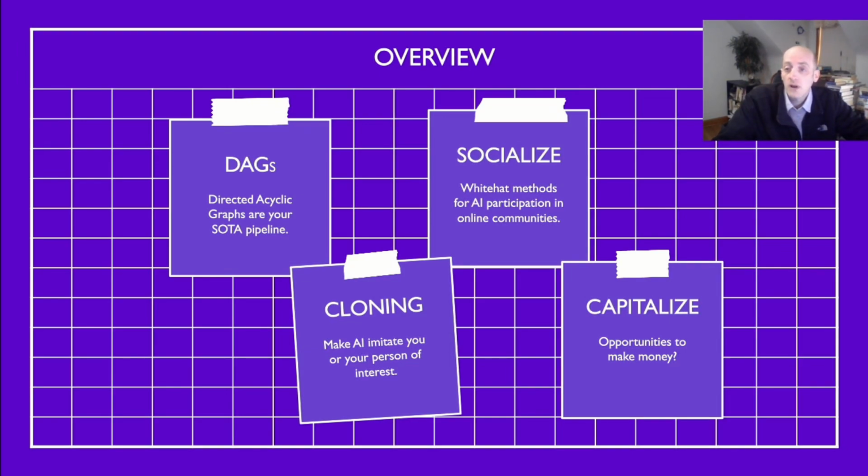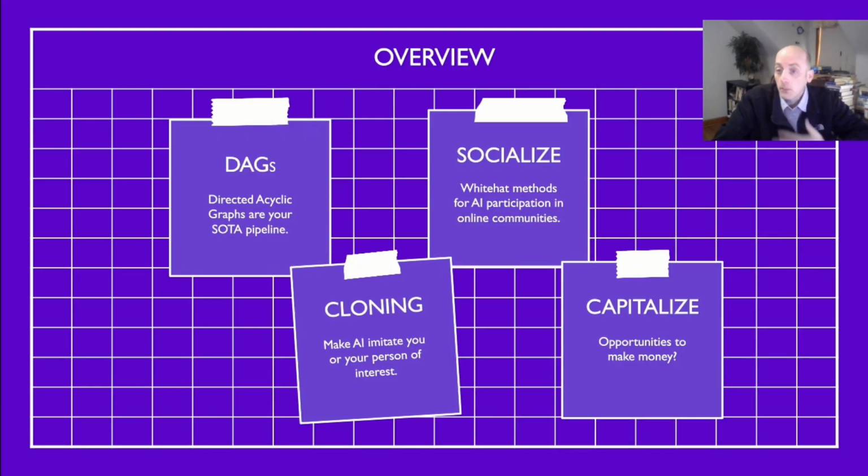The next part of the process is to understand cloning, which is simply the process of making an LLM or other forms of AI and automation resemble a human being of interest, such as yourself. In the third step, we're going to look at how to socialize, meaning how to have your AI agent go out on the internet and act as you, or act as some other person who you're emulating.